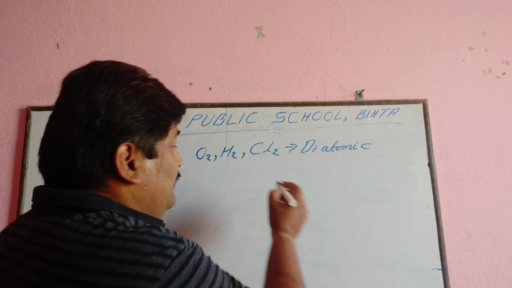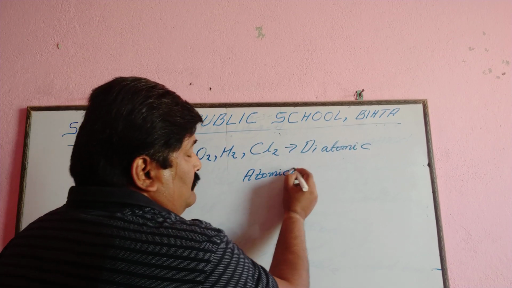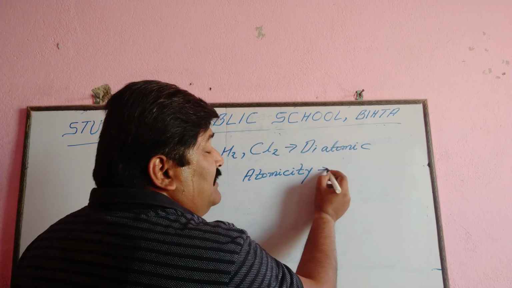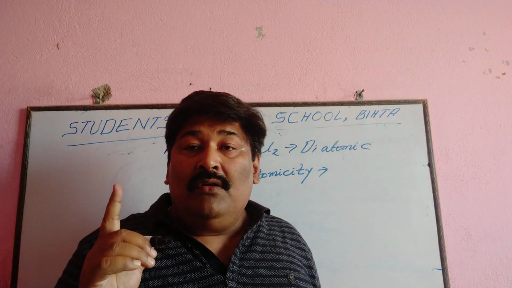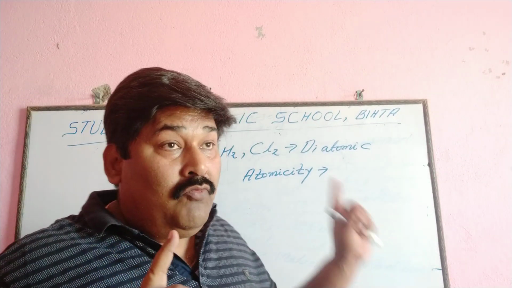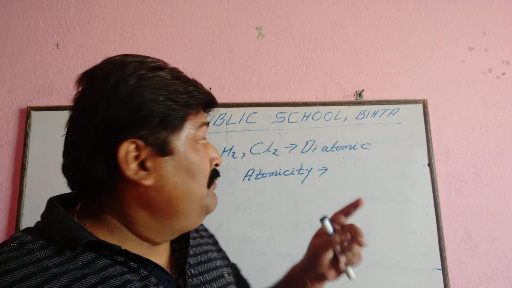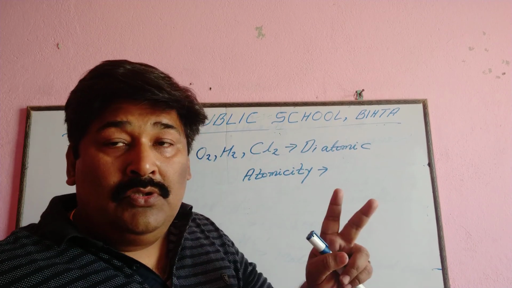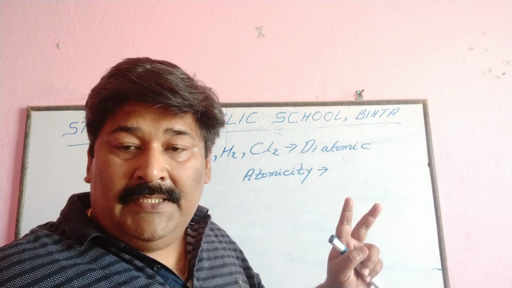So there is a term atomicity. Atomicity means number of atoms present in one molecule of that element. So what is the atomicity of oxygen? 2. Atomicity of hydrogen? 2. Atomicity of chlorine? 2. Is it clear?